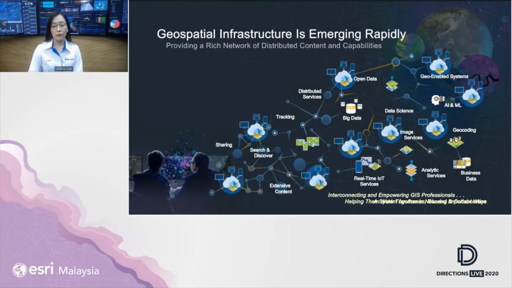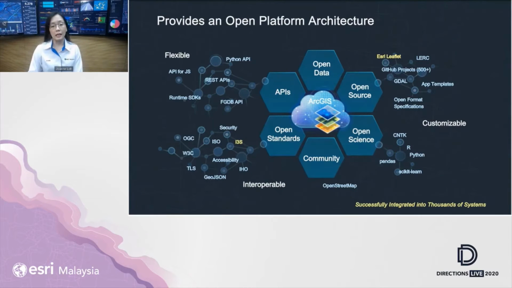The geospatial infrastructure is designed to be an open platform, in collaboration with OGC and other partnering standards. We support open standards, open API, open tools, open community, and open source, with some of our technology uploaded into GitHub, making it customizable, interoperable, and flexible for all of us to work together.